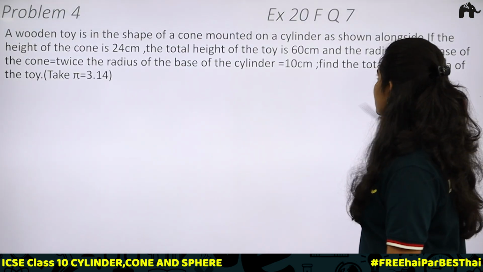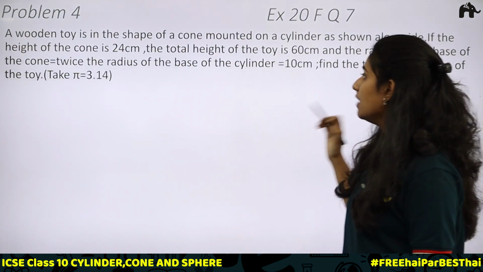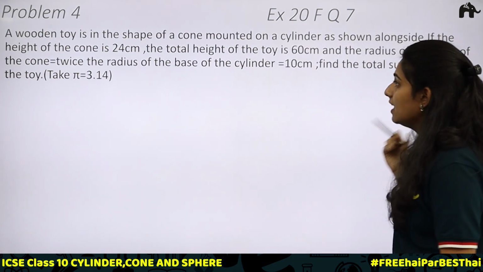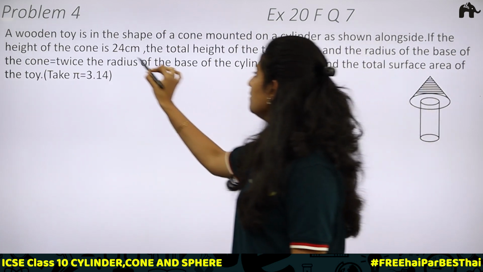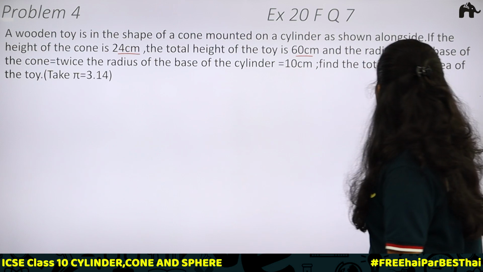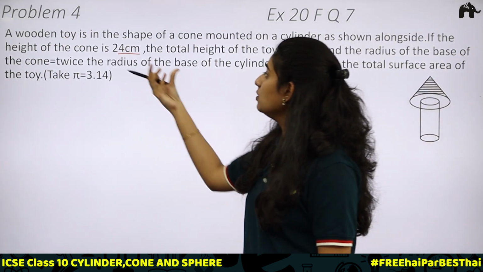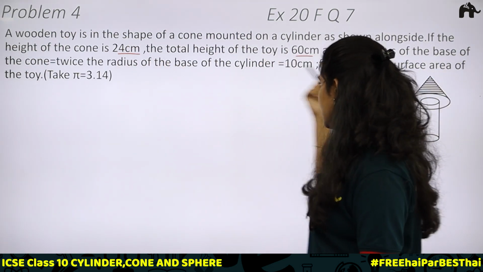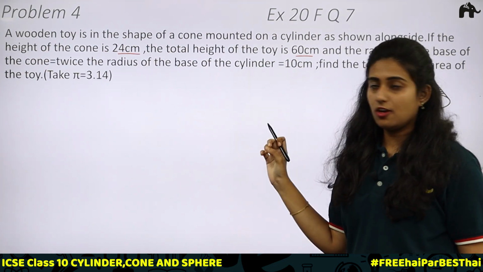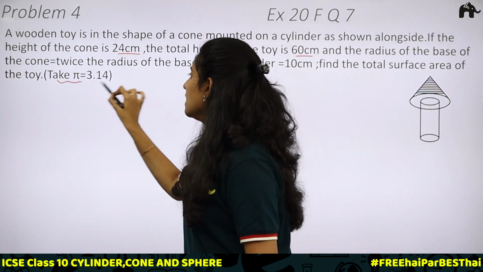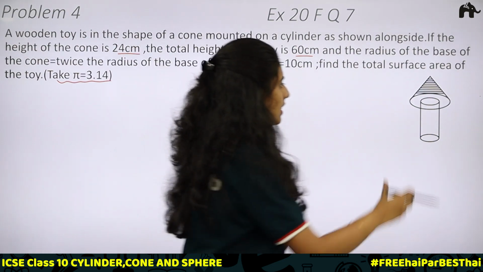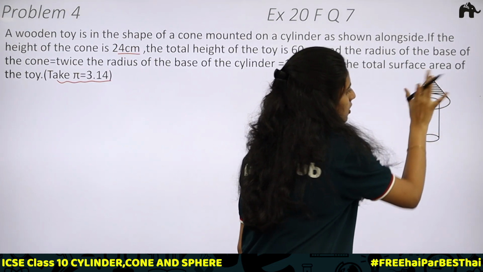Problem number 4, question 7 of exercise 20 F. A wooden toy is in the shape of a cone mounted on a cylinder as shown alongside. If the height of cone is 24 centimeter, the total height of toy is 60 centimeter and the radius of the base of cone is equal to twice the radius of the base of cylinder and that is 10 centimeter. Find the total surface area of toy given that the pi value should be taken 3.14. Somewhat this is how the toy looks like. Here we have a cylinder and a cone on the top of cylinder.